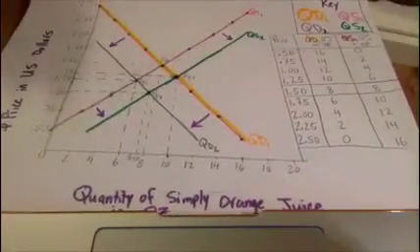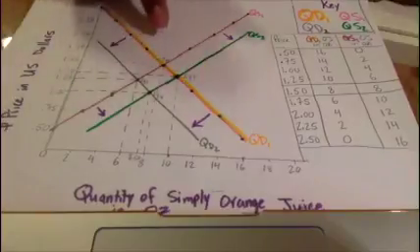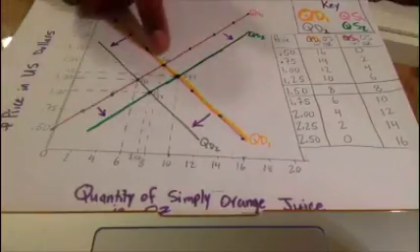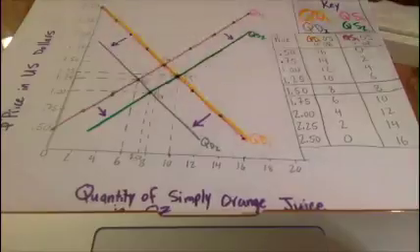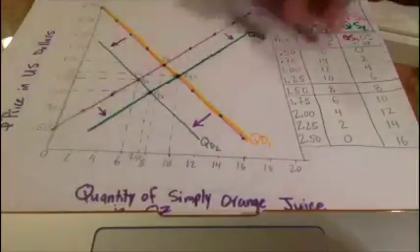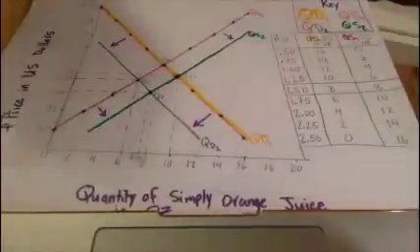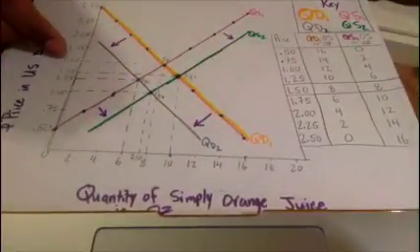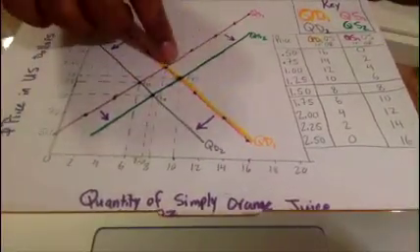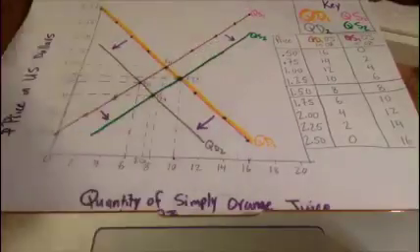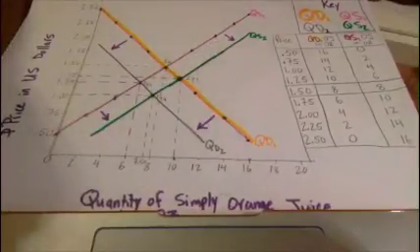The first major point is going to be the equilibrium point, as if nothing changed, just normal market conditions, nothing's changed. So we're sitting at $1.50 for 8 ounces of orange juice.